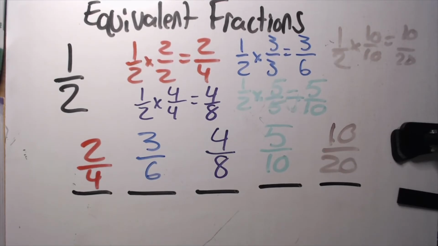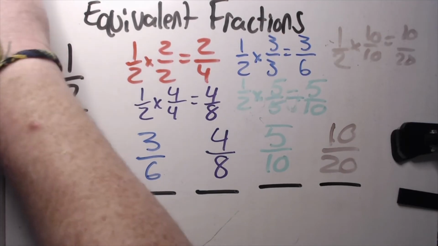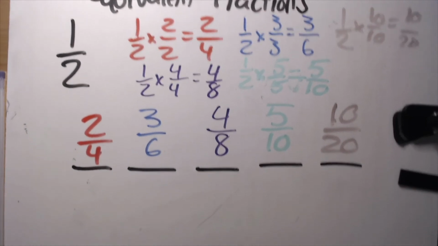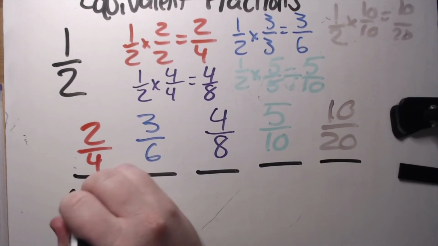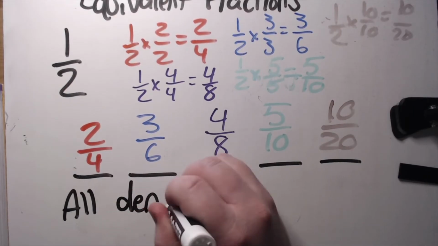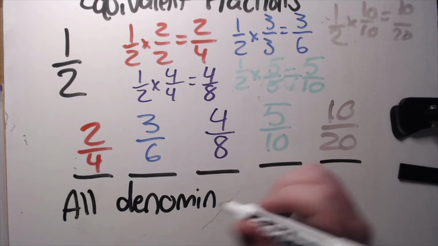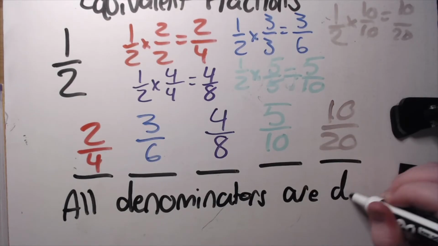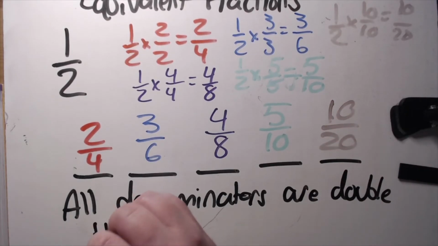Now, what is the relationship that we can find between our numerators and denominators in all of these equivalent fractions? Well, since we're using the benchmark fraction of 1/2, all of the denominators are going to be double the numerators. And let me write that down. All denominators are double the numerator.